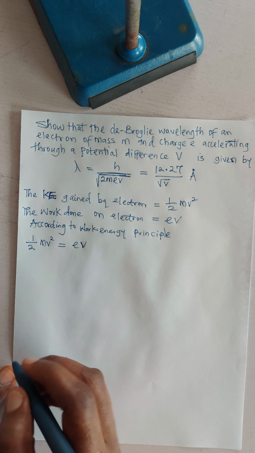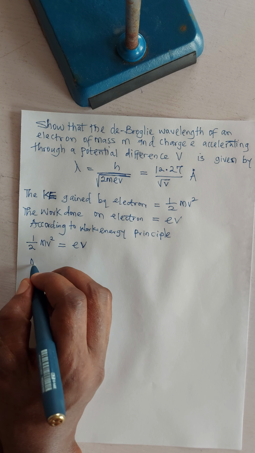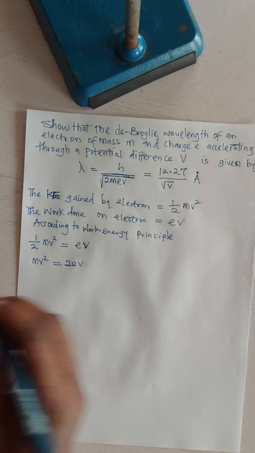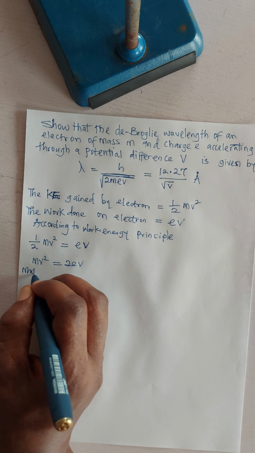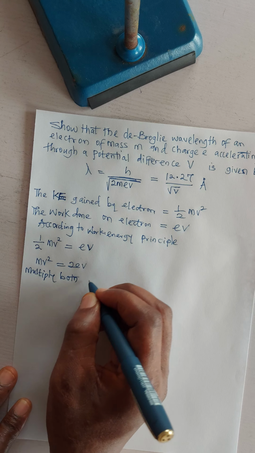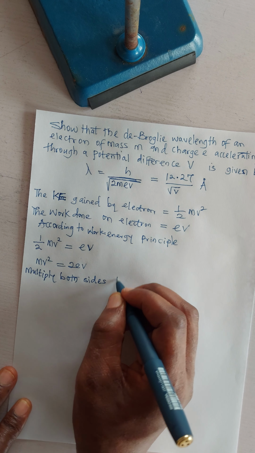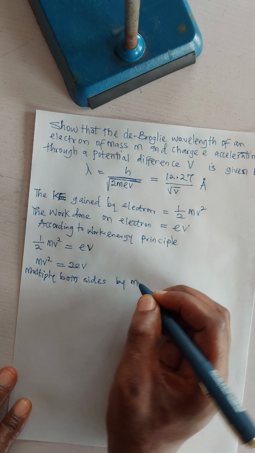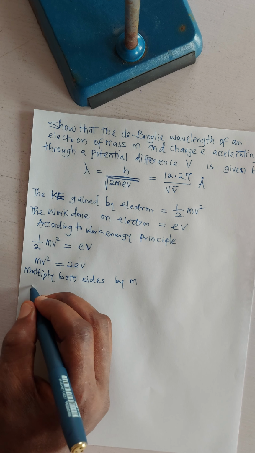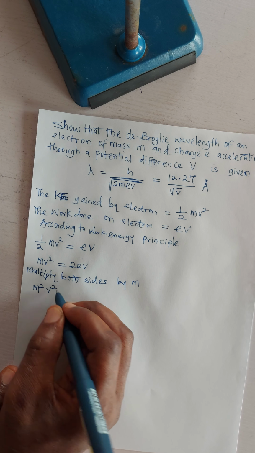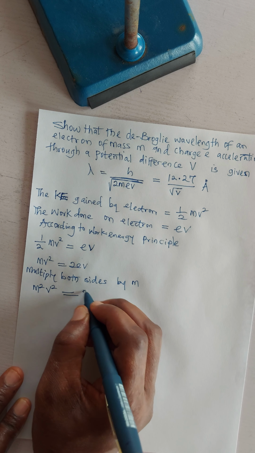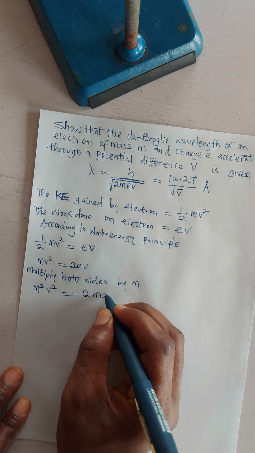Okay, let's rearrange this expression. I'll have mv squared is equal to 2eV. Then multiply both sides by m. I'll have m squared v squared equal to 2meV.